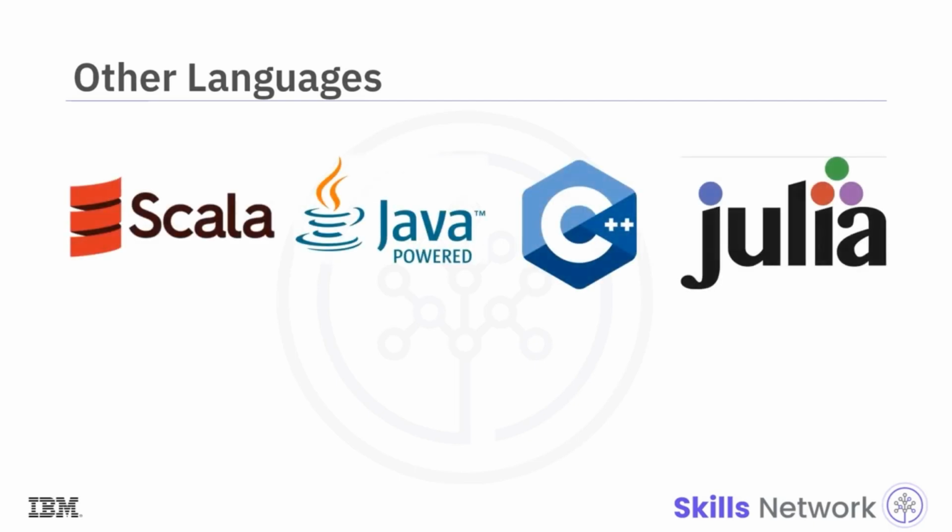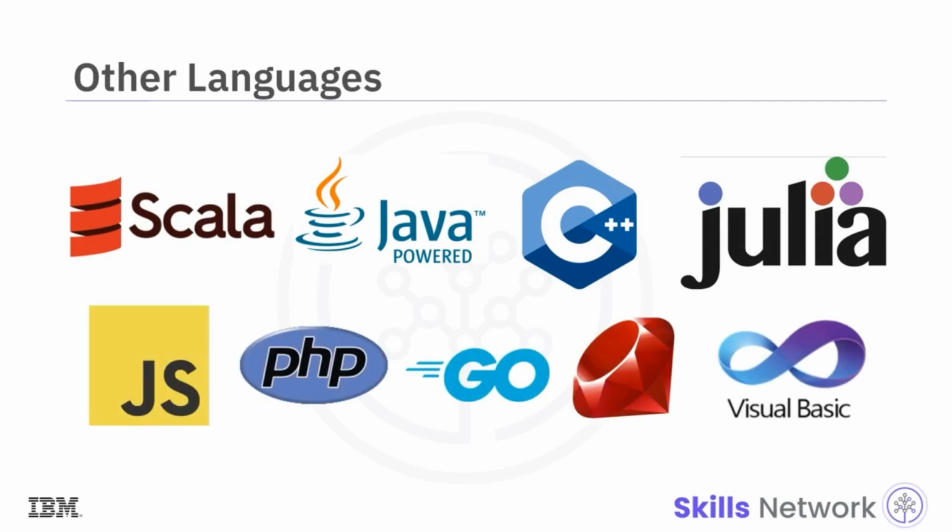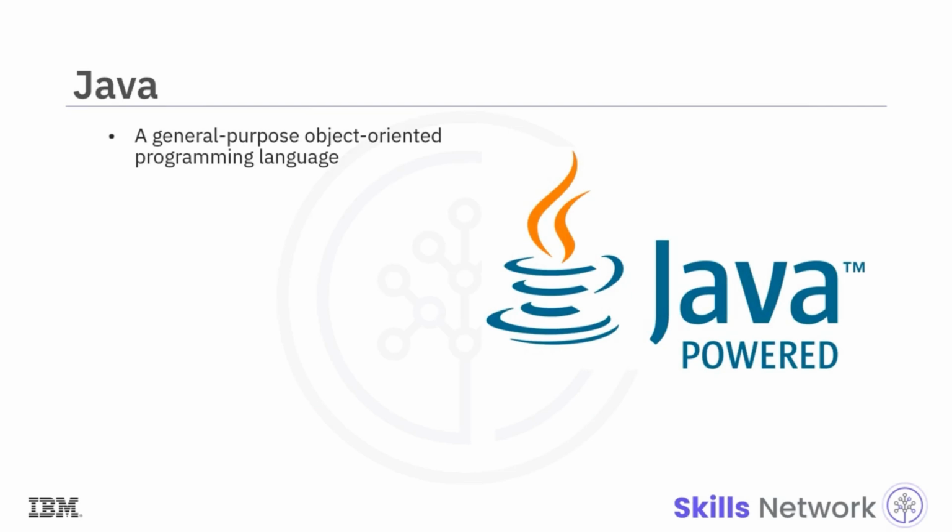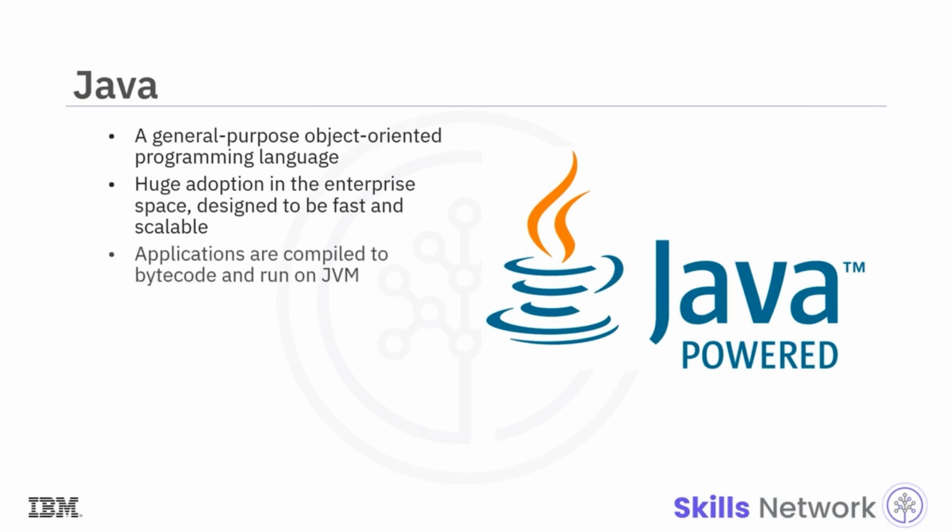Scala, Java, C++, and Julia are probably the most traditional data science languages. However, JavaScript, PHP, Go, Ruby, Visual Basic, and many others have found their place in the data science community. Let us go through some notable highlights about a few of them. Java is a general-purpose, tried and tested, object-oriented programming language. It has huge adoption in the enterprise space and was designed to be fast and scalable. Java applications are compiled to bytecode and run on the Java Virtual Machine, or JVM.